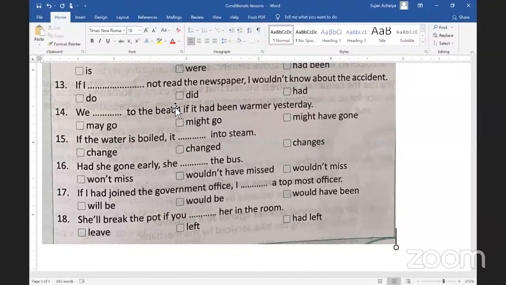Number 18. She will break, will plus V1 means simple future. If simple future on one side, then simple present on the other side. That's first conditional. Leave is the answer.